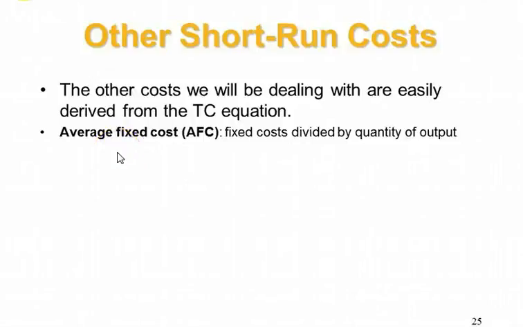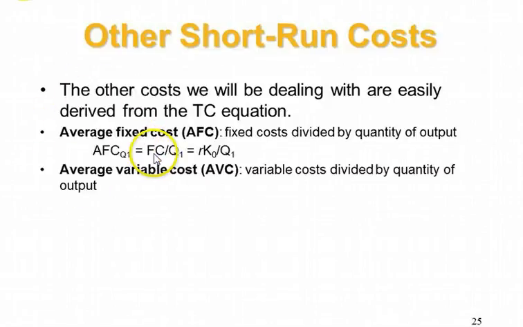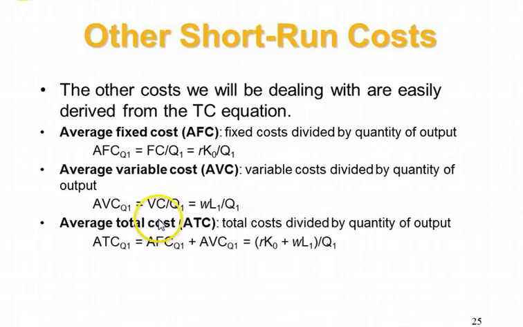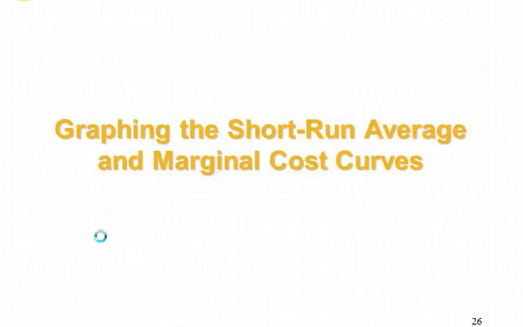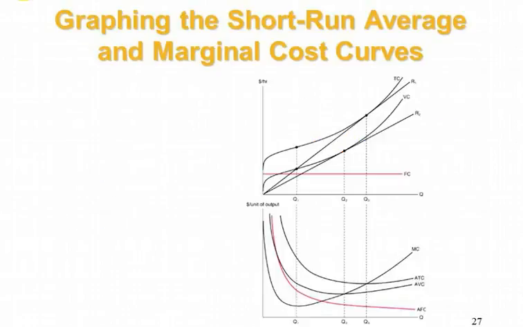So we have average fixed cost, which is simply fixed cost divided by Q, right? And we've got average variable cost, which is variable cost divided by Q, and average total cost, which is you add the two together. Average fixed cost plus average variable cost equals average total cost. So we can graph these.